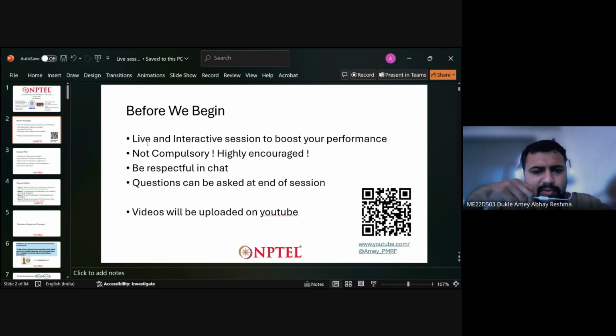Before we begin, some basic things for every session. The sessions are meant to boost your performance. They are not compulsory, but highly encouraged. We will be solving previous year assignments to help you. Please be respectful in the chat. You can ask questions at the end of the session, or while a problem is being solved. I'm fine with both, whichever way you are comfortable.